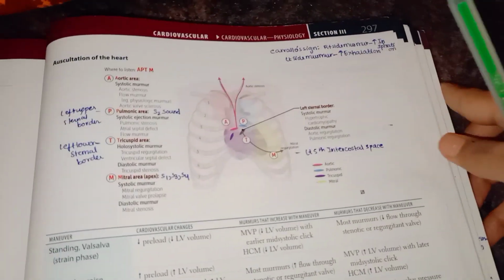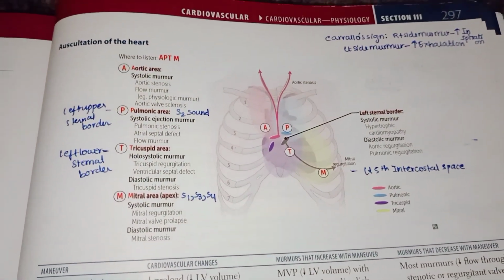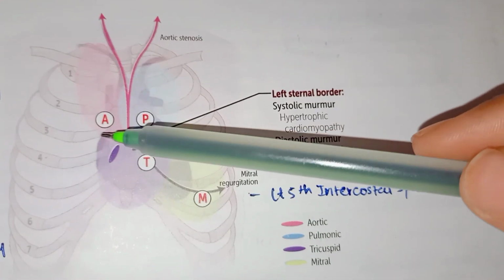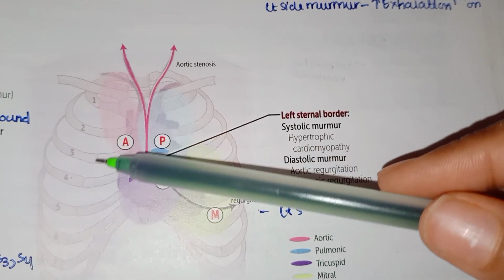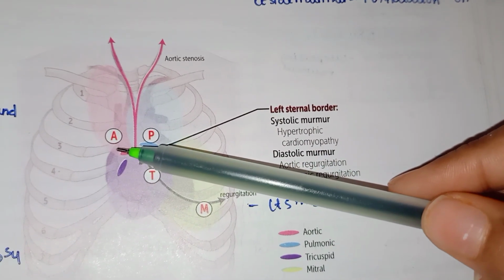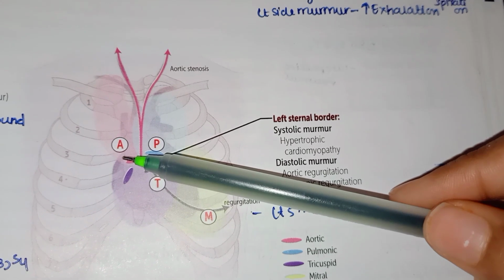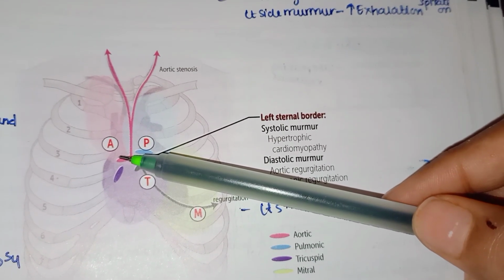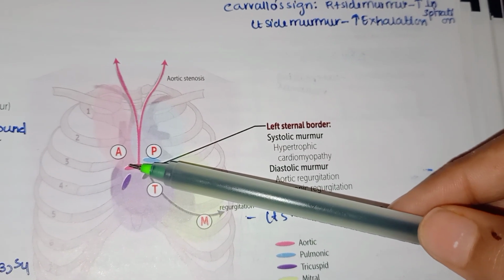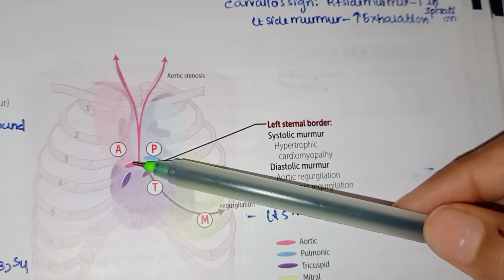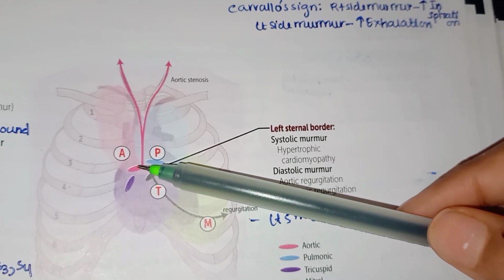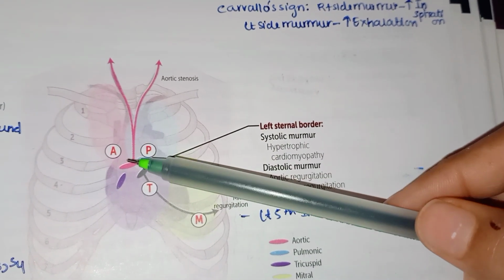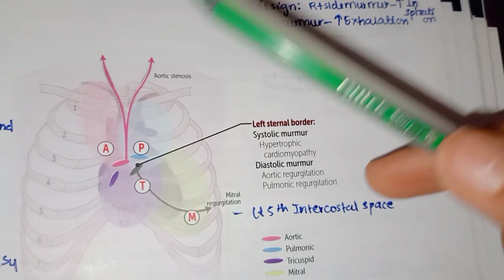Now coming to auscultation of heart. In auscultation of heart, the mnemonic is APTM. Let us understand about this. This region is called the aortic area. A for aortic area. Here you can listen to the systolic murmur, that is aortic stenosis. Systolic murmur means the heart is trying to pump the blood, but it is failing. It is seen in aortic stenosis because your heart is trying to pump but it is failing because of aortic stenosis. Next there is a flow murmur, which is a physiological murmur, and also aortic valve sclerosis.